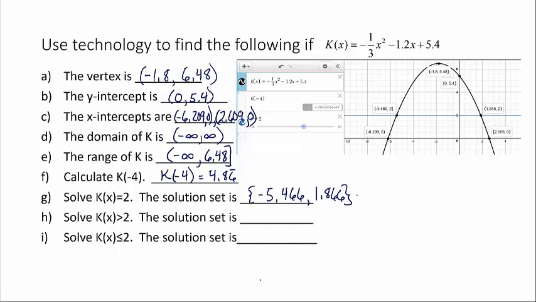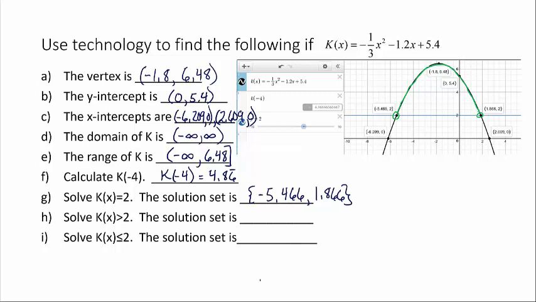Okay, so when we say greater than 2, we're talking about where is the graph of k of x above the line y equal to 2. All right, so I'm going to highlight where that happens. I'm going to put a little open dot at those intersection points in green there. Where does this graph lie above that horizontal line of y equal to 2? Right there on that green piece that I shaded.